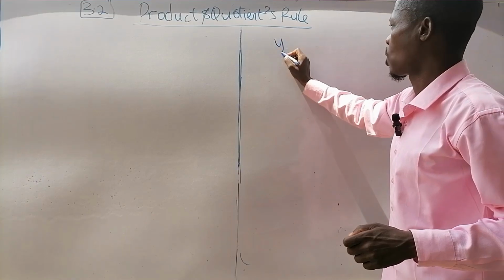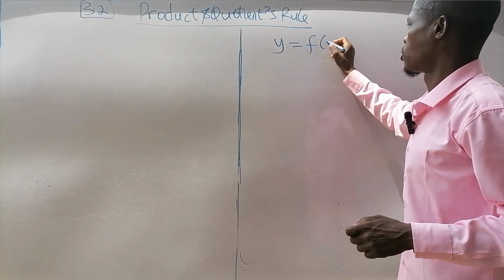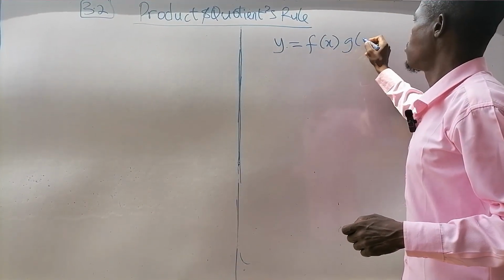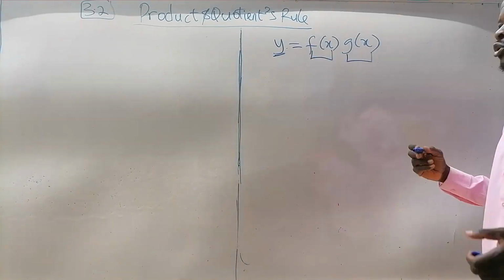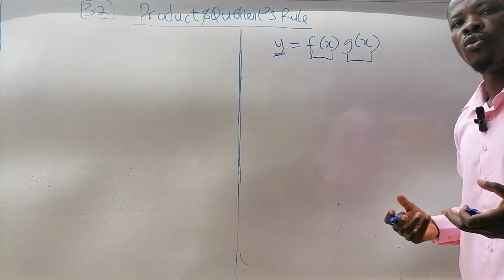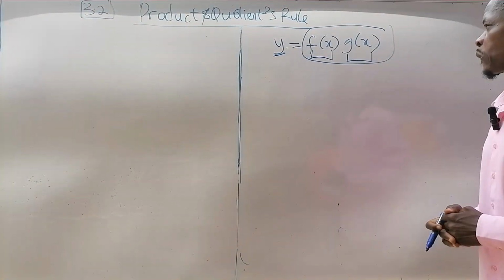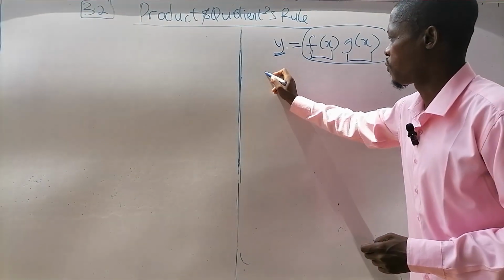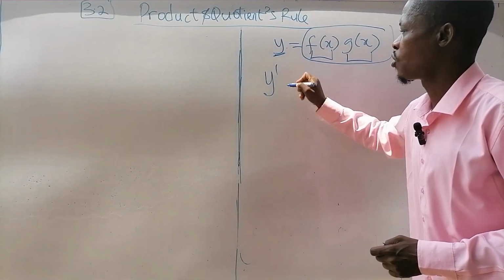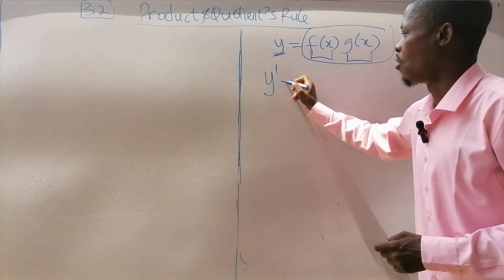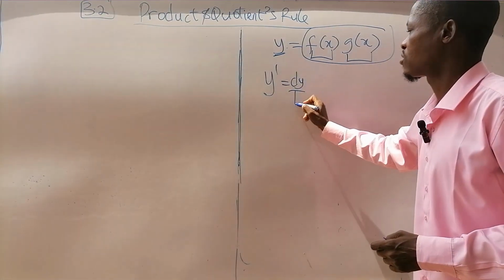In product rule, you're going to have two functions being multiplied together. Product rule, we know, is when you have two items being multiplied together. So in that case, what do you do to find your differential coefficient, your y prime, or dy/dx?